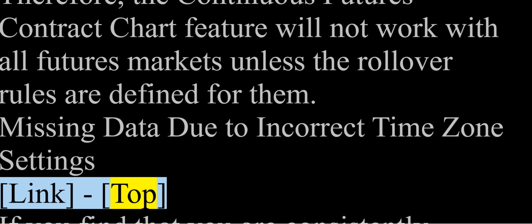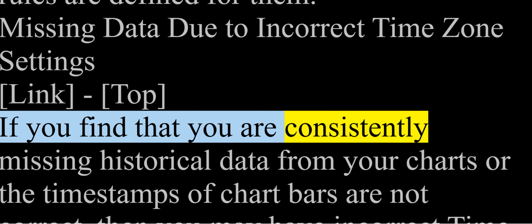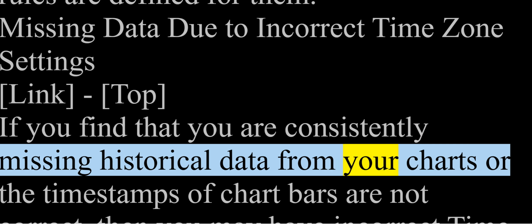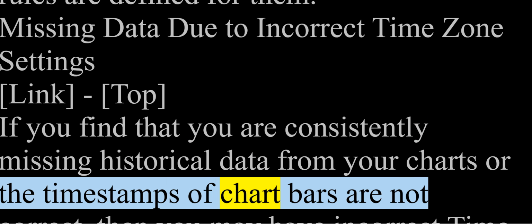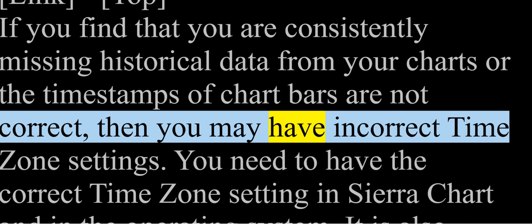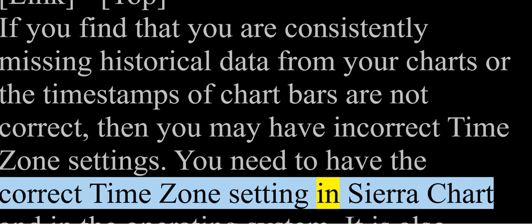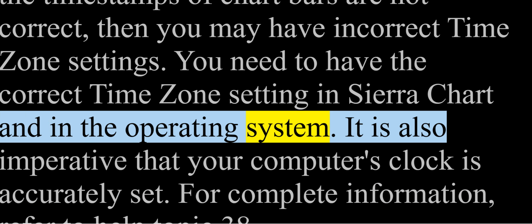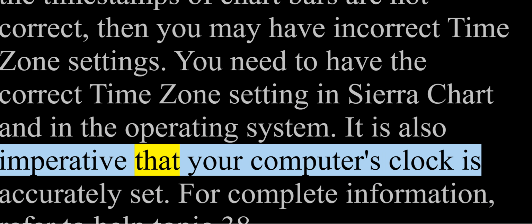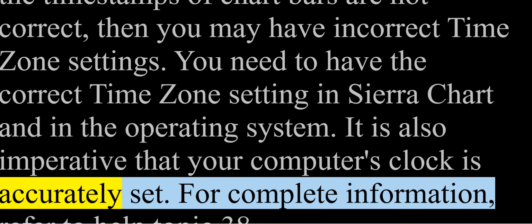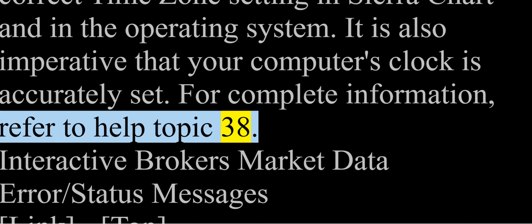Missing data due to incorrect time zone settings. If you find that you are consistently missing historical data from your charts, or the timestamps of chart bars are not correct, then you may have incorrect time zone settings. You need to have the correct time zone setting in Sierra Chart and in the operating system. It is also imperative that your computer's clock is accurately set. For complete information, refer to Help Topic 38.